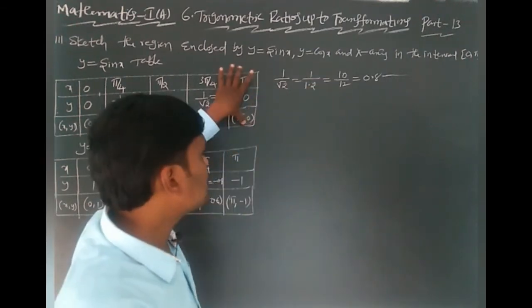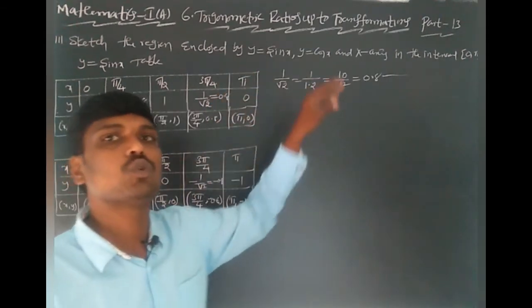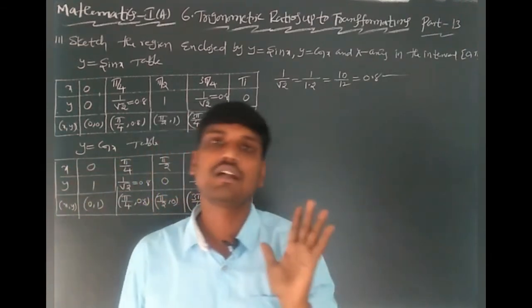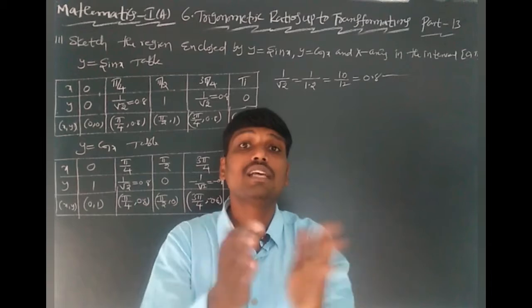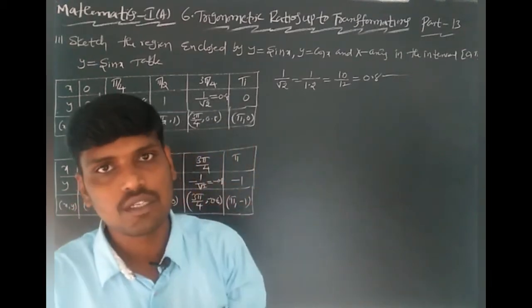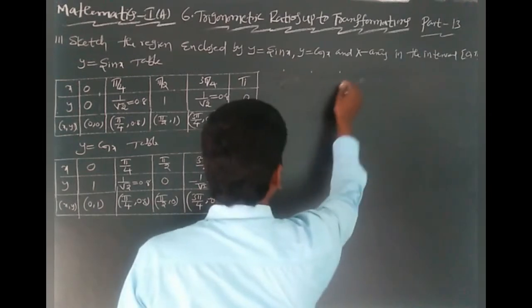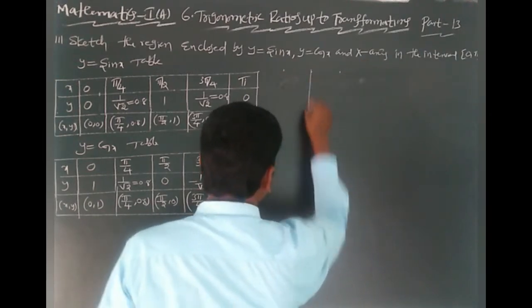This is the sin x table, this is the cos x table. First we can sketch the graph of sin x. After that you can sketch the graph of cos x. After that, what is the region bounded by the two graphs? Let's discuss.